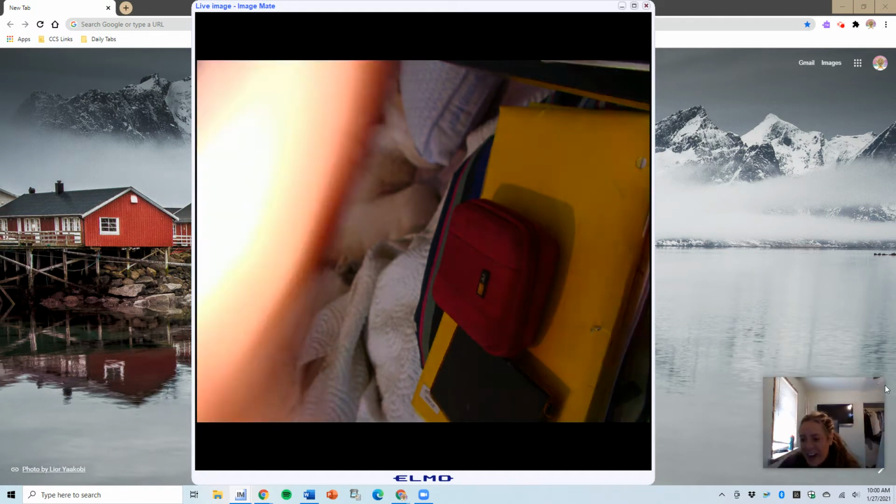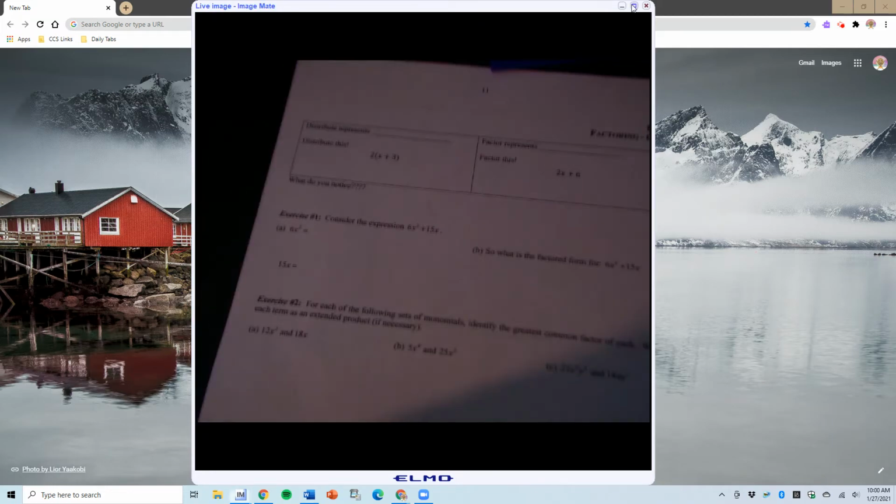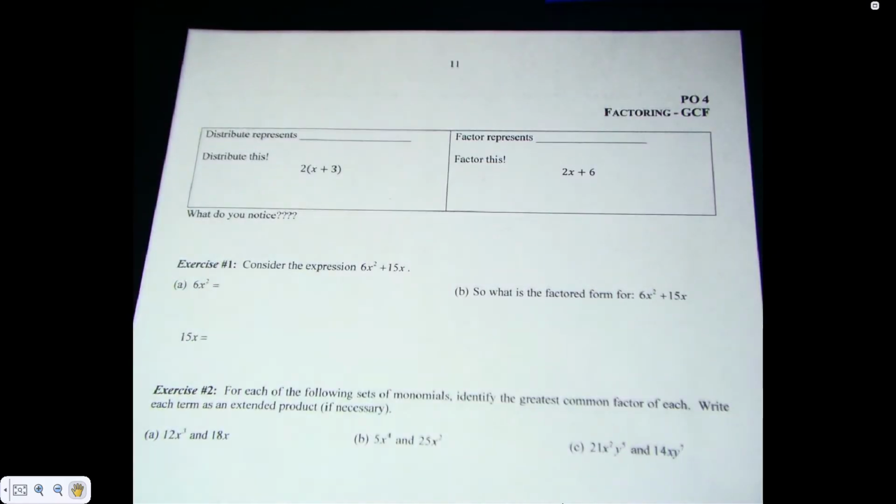And let's hit it. Okay, so I'm going to get rid of this. And where are we today? So PO-4 is, wow, we are... and it's called factoring GCF. Do you remember what GCF is? Greatest common factor. We've talked about this a little bit.